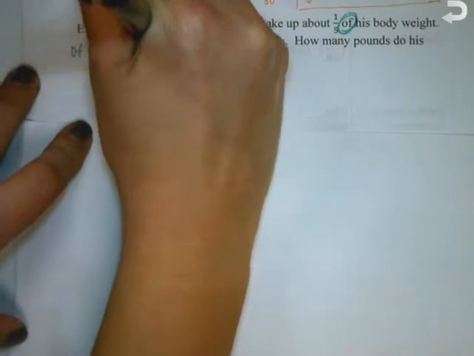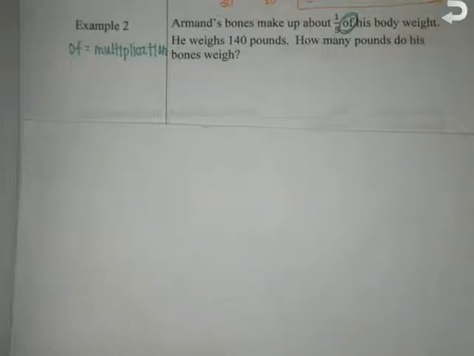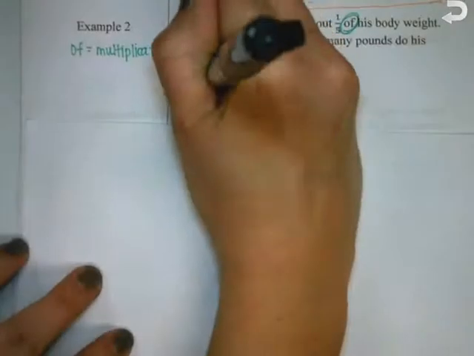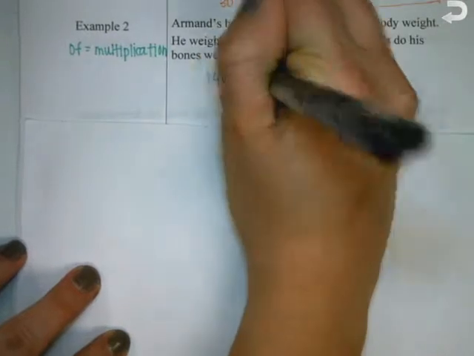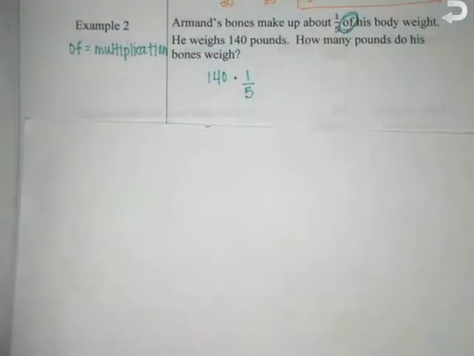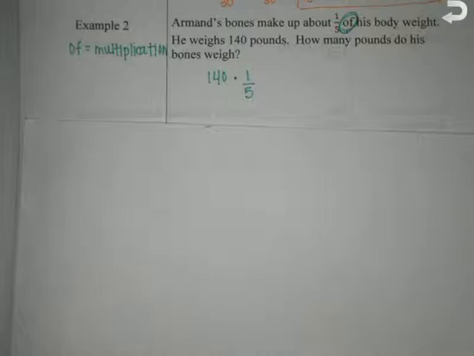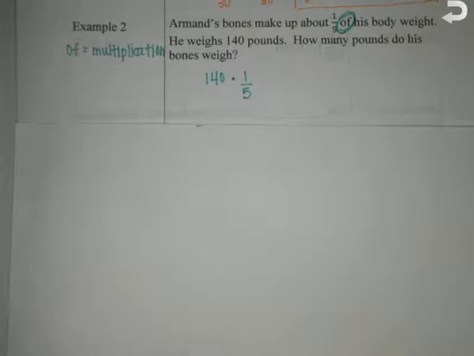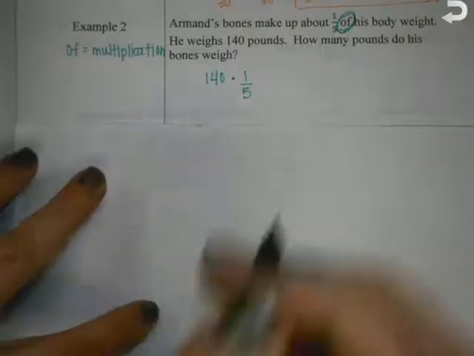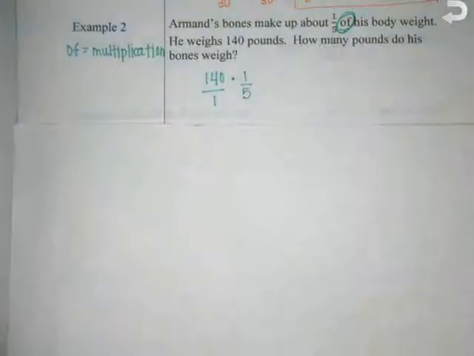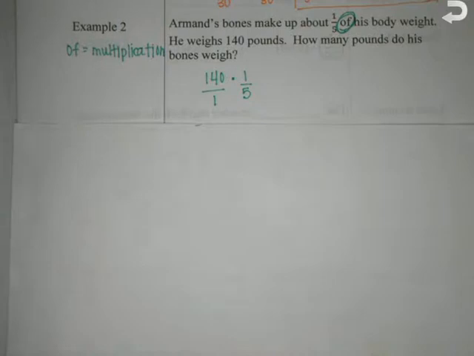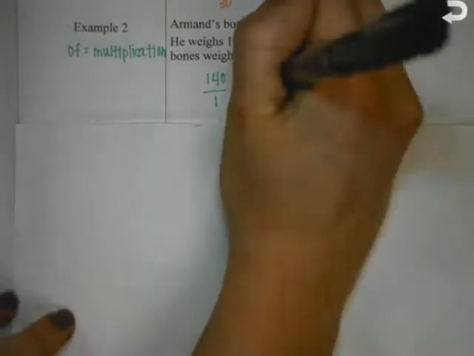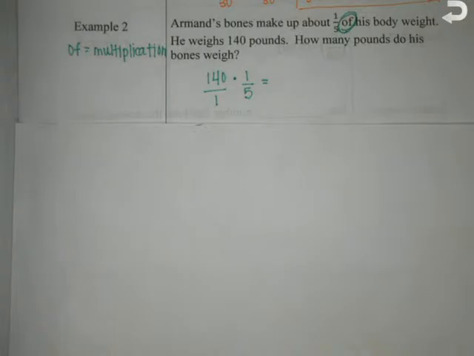Okay, so what would this problem actually be? 140 times 1 over 5. Okay, so what do I need to do? 140 is not a fraction. How can I make it a fraction? Maria? Write it over 1. And now I'm multiplying fractions. Brian, what do I do? Just straight across.